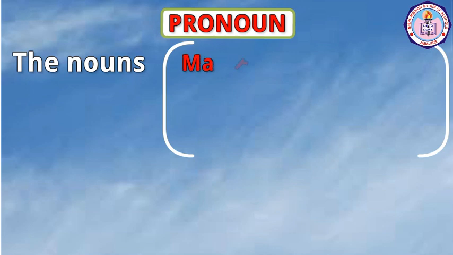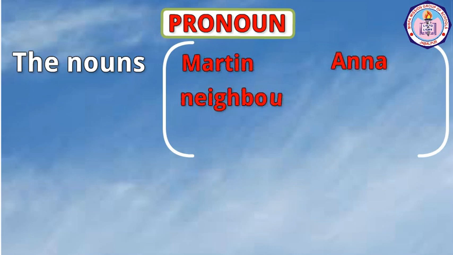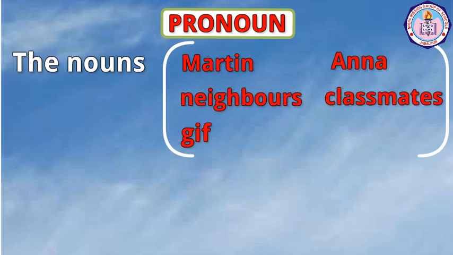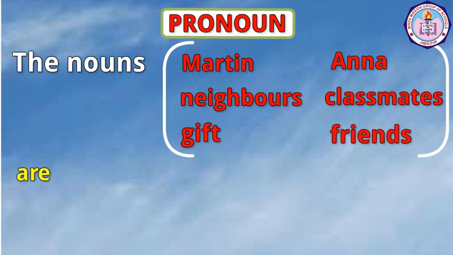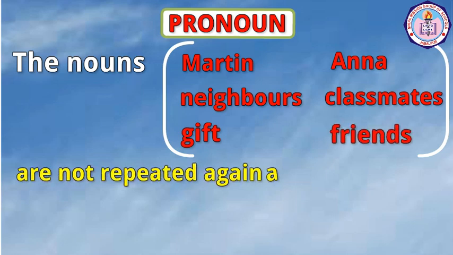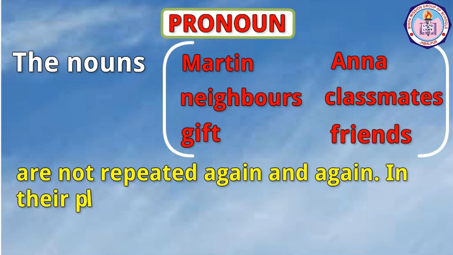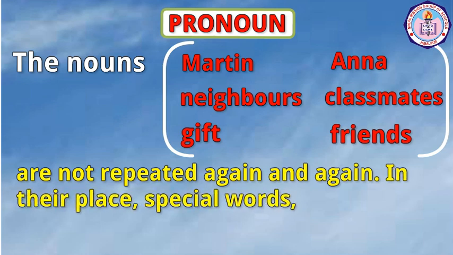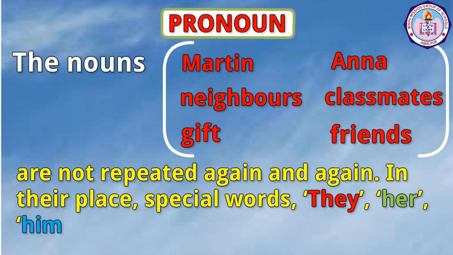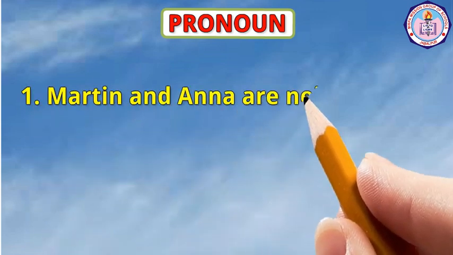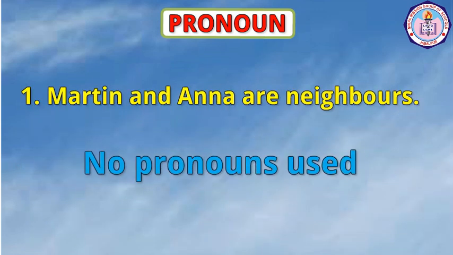In this paragraph, the nouns Martin, Anna, neighbors, classmates, gift, and friends are not repeated again and again. In their place, special words they, her, him, it, one are used. Let us see which are the pronouns used in these 5 sentences.